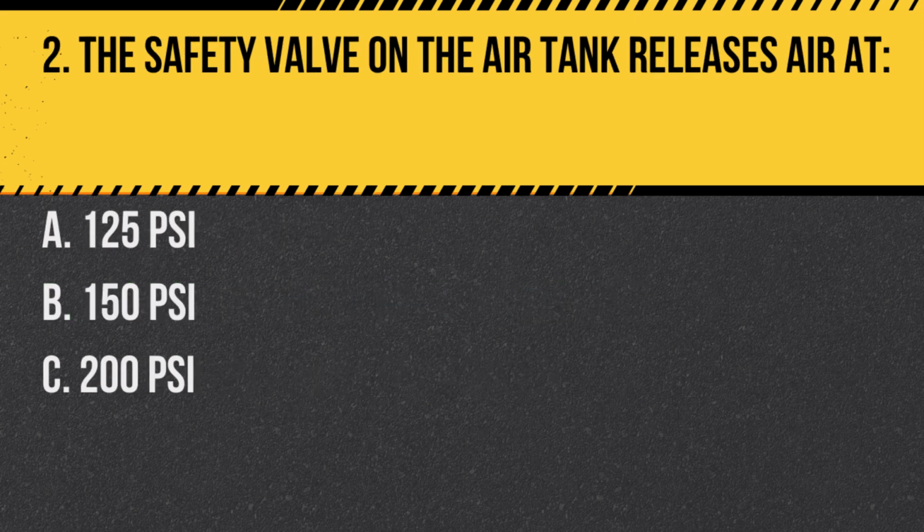Question 2. The safety valve on the air tank releases air at A. 125 psi. B. 150 psi. C. 200 psi. Answer: B. 150 psi. The safety valve ensures the system doesn't become overpressurized.